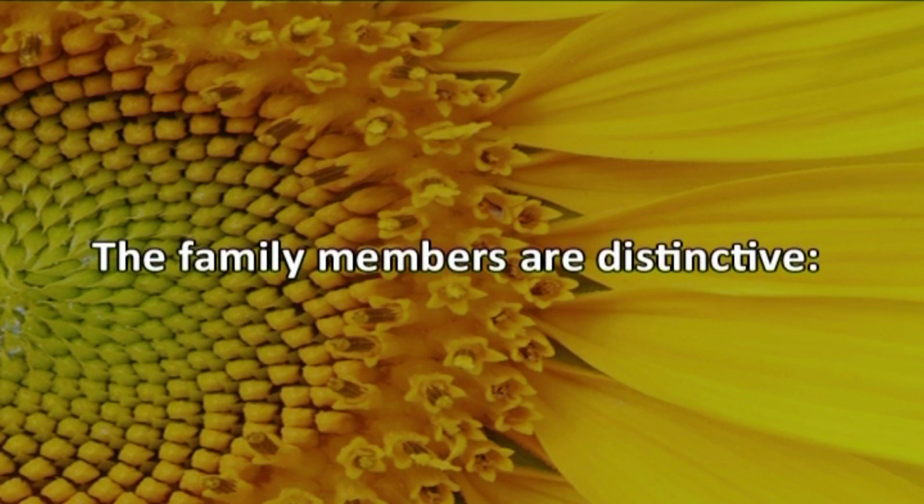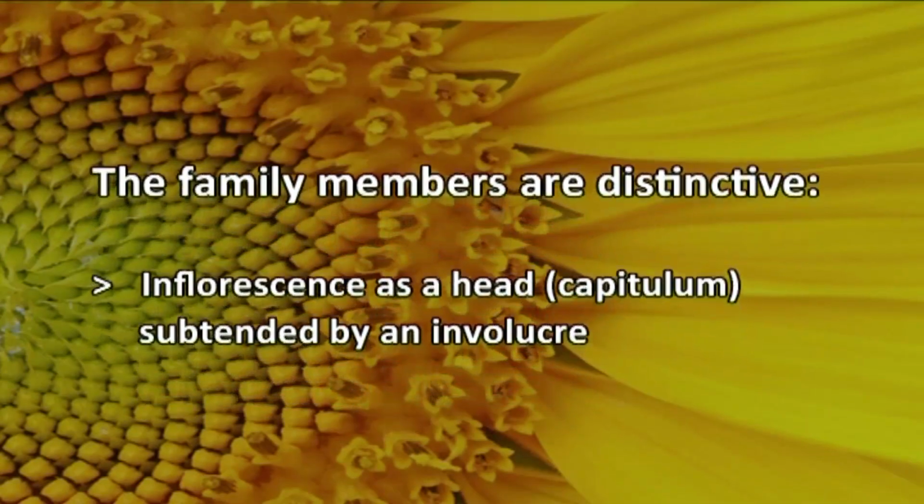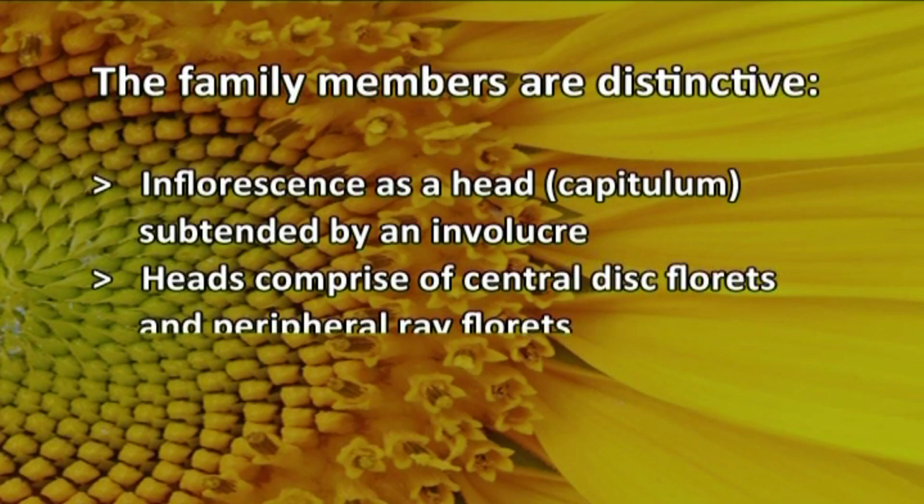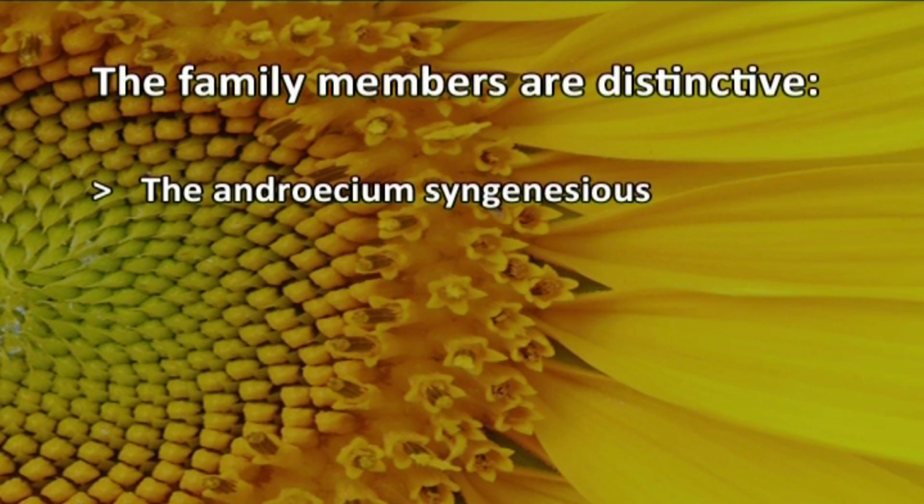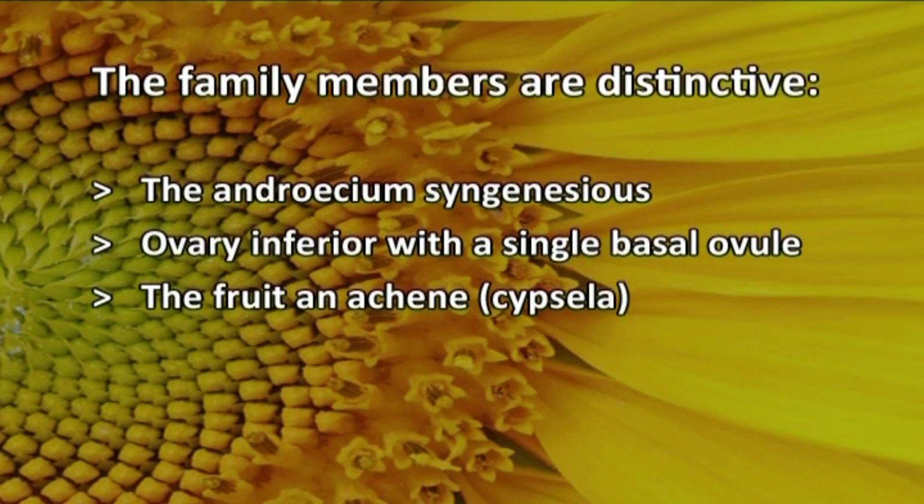The family members of the family Asteraceae are distinctive. They are unique in having their inflorescence as a head, technically called capitulum. This head is subtended by a bracket whorl called involucre. These heads comprise a central disc floret and the peripheral ray florets. Here, in the case of family Asteraceae, the androecium is syngenesious and the ovary is inferior with a single basal ovule. And lastly, the fruit is an achene called cypsela.